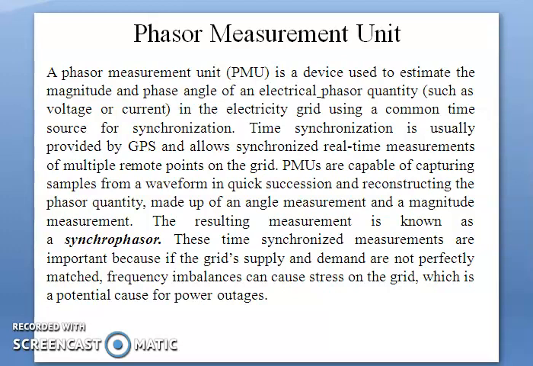Now these time synchronized measurements are important because if the grid supply and demand are not perfectly matched, frequency imbalance can cause stress on the grid, which is a potential cause for power outage. Also, PMUs can be used to measure the frequencies in the power grid. Did you know this? A typical commercial PMU can report measurements with a high resolution, in the order of 30 to 60 measurements per second.